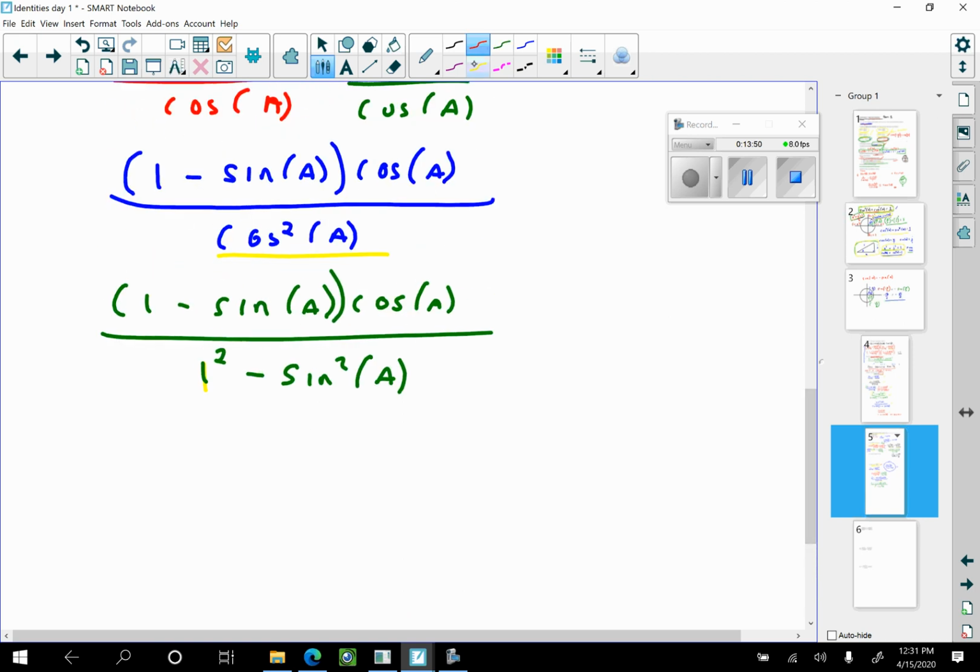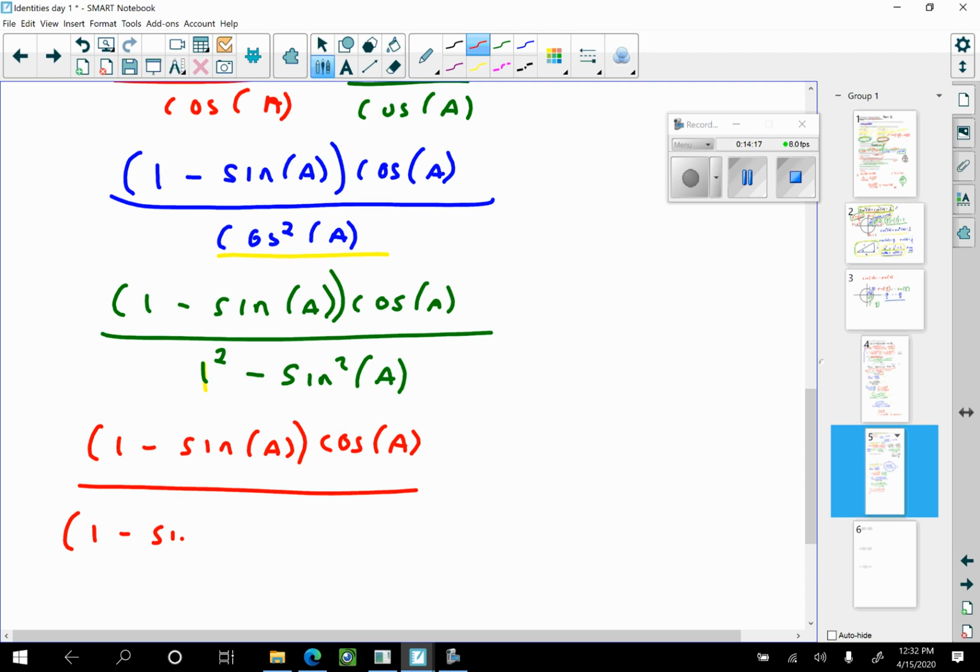So now I'm going to rewrite the numerator here as cosine A, and it's kind of a funky little C right there. Cosine of A over. Now I'm going to factor this. This is A squared minus B squared. And what does this factor to? This factors to 1 minus sine of A. Ooh, that's nice. Times 1 plus sine of A.